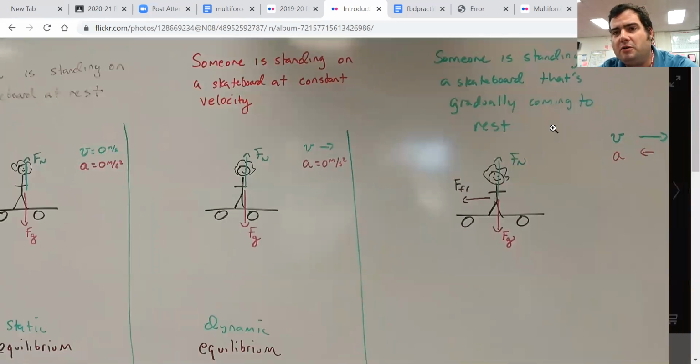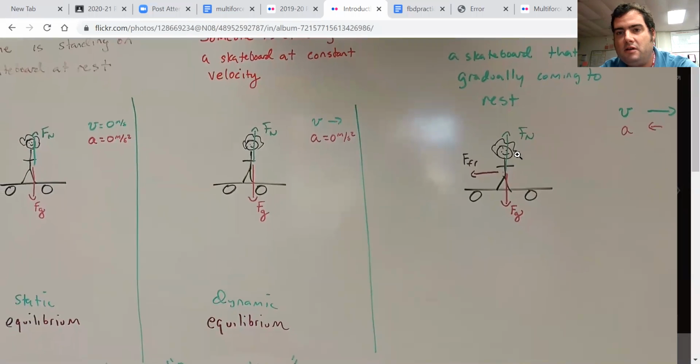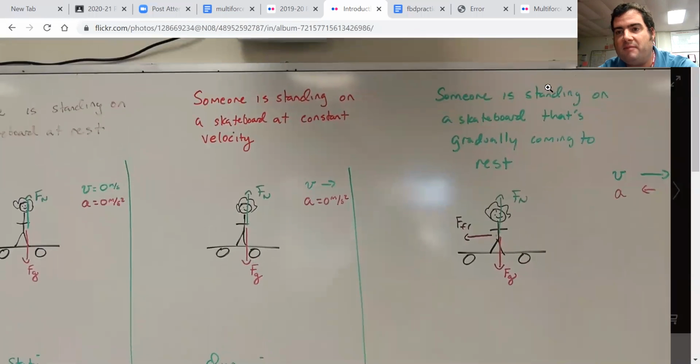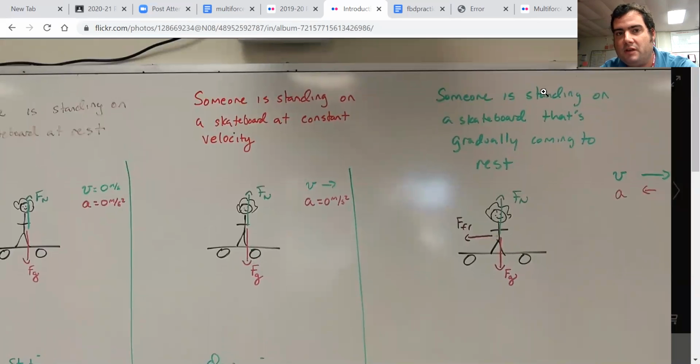In the third question, though, there is an unbalanced force. The person's slowing down, and that's the friction force. And that's opposite the direction of velocity. So in that case, we will have an unbalanced force.